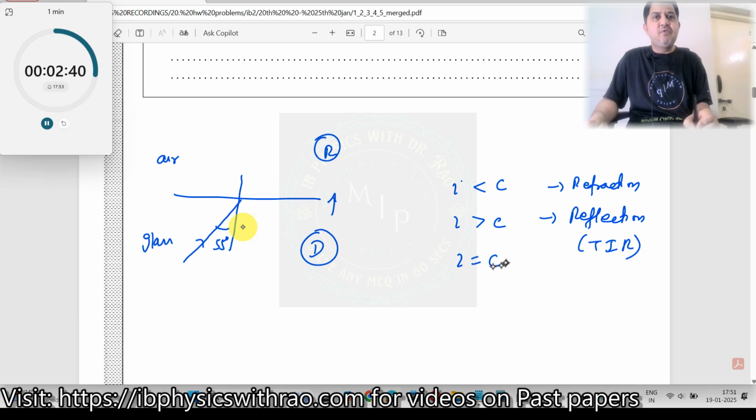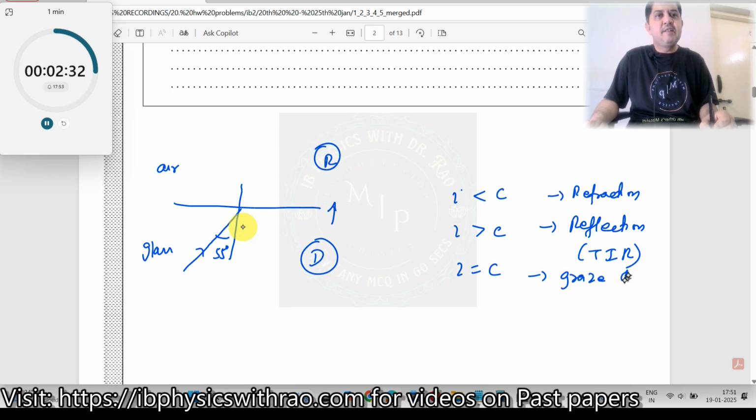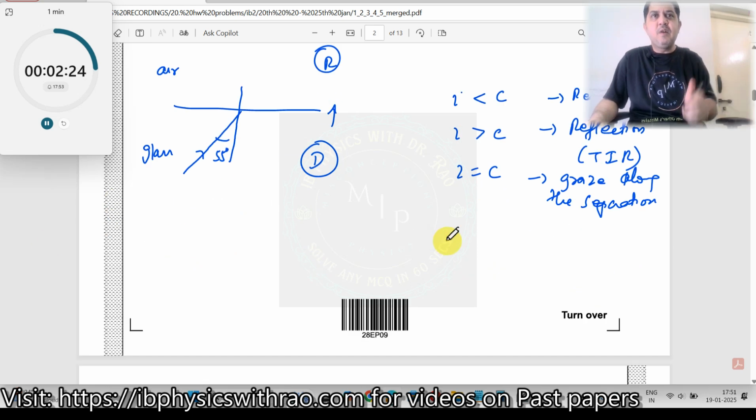If i is equal to C, what is C first of all? Critical angle, right? Then in that case, the ray will graze along the separation. This is what you have learned, right? You can see this in the same animation shown here, right? Okay. So now if i is less than C, we need to find what the critical angle is. Only then we will be able to decide it.